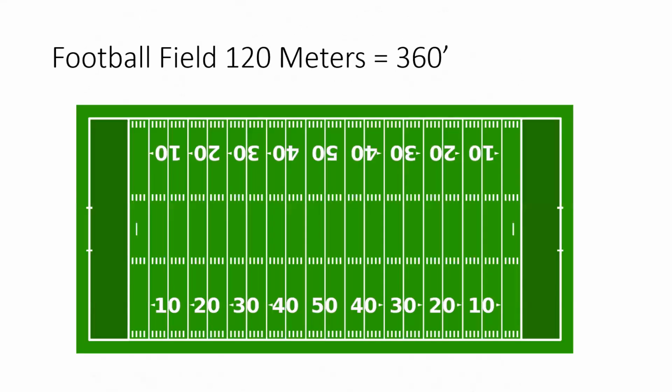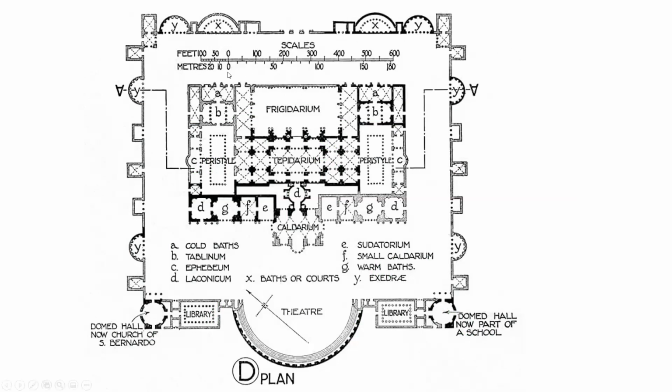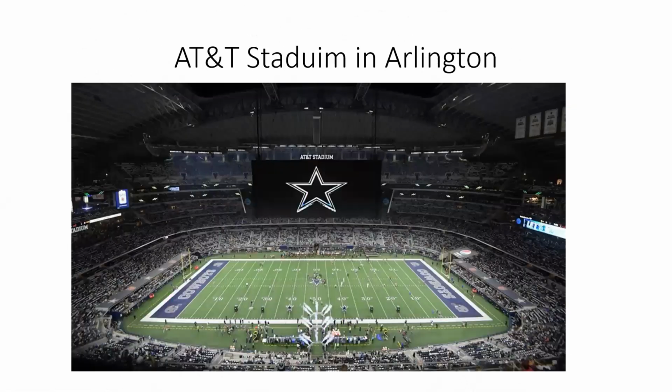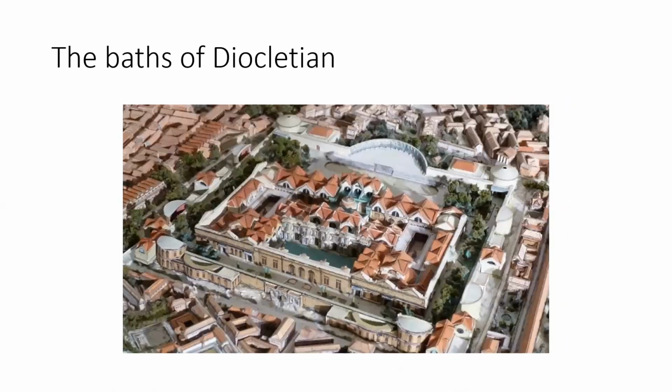Let's take a look at the scale. This is a football field, roughly, I'm going to guess, 120 meters, 360 feet. If you look carefully at my cursor, let's look at 360 feet, our scale up there. This is just a small part. These are huge buildings. This building alone is larger than one football field. Here's AT&T Stadium in Arlington. The baths were larger than this. If you go there in person, these are just mind-boggling spatially. Of course, we don't see a large tensile frame structure in ancient Rome, but the size of these is just enormous.